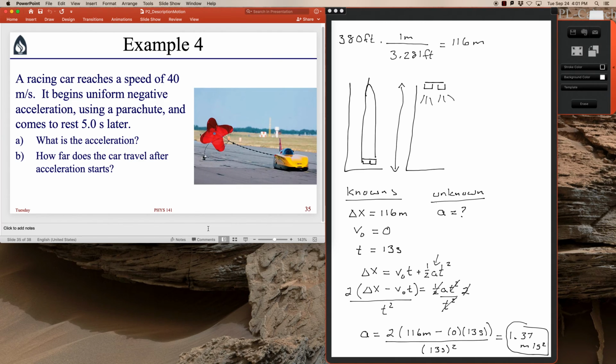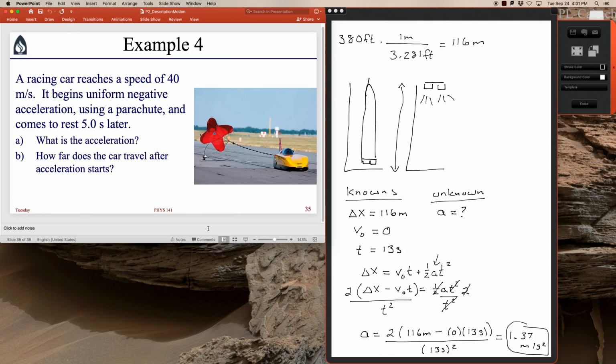All right, so let's take a look at this second example problem. So in this problem we have a racing car which reaches a speed of 40 meters per second. It begins uniform negative acceleration, so that means it's slowing down, it's decelerating, which is a kind of acceleration, a negative one, using a parachute, and it comes to rest 5 seconds later. So in this problem we're asked to solve for two things. Firstly, what is the acceleration? And then how far does the car travel after the acceleration starts?